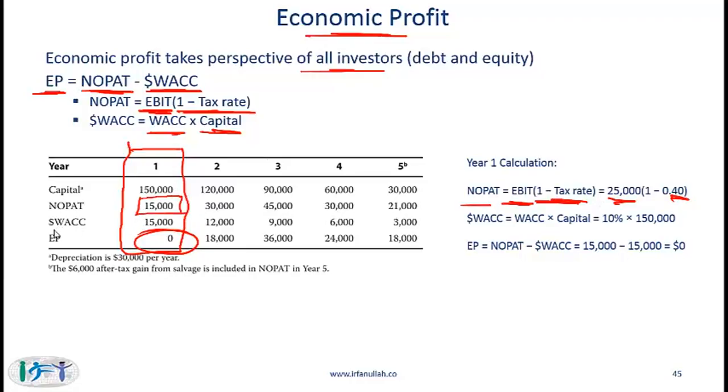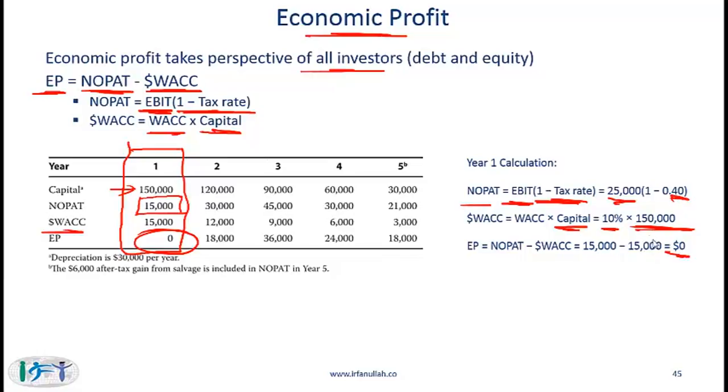How do you come up with dollar WACC? You are given that capital is 150,000. You are given that cost of capital is 10%. So you multiply and you come up with dollar WACC of 15,000, and you take the difference and you get 0.